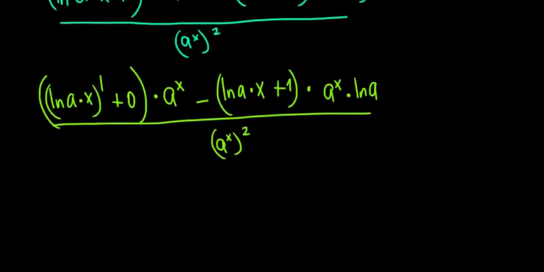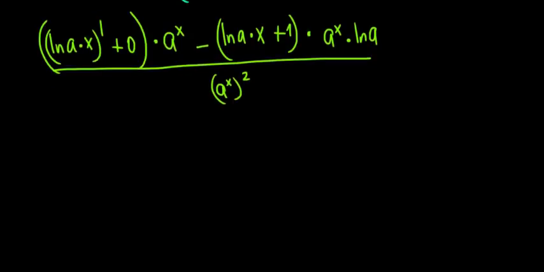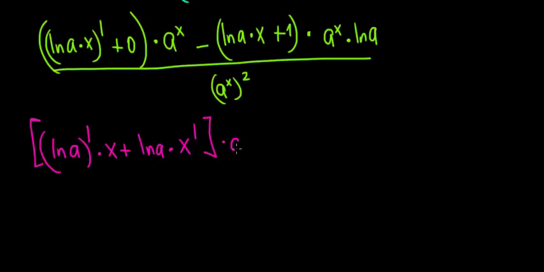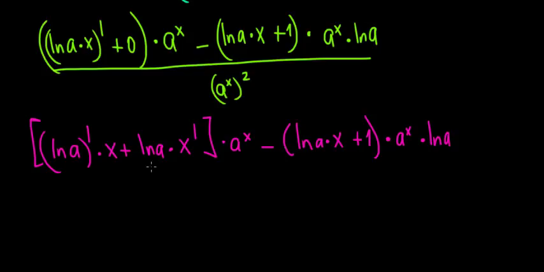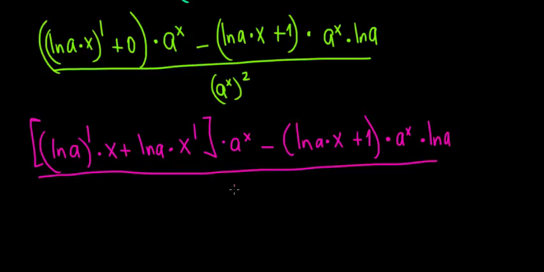Alright, what is ln of a times x derivative? Well, that will be our product rule. So we have ln of a derivative times x plus ln of a times x derivative. All of this multiplied with a to the power of x minus, here we have ln of a times x plus 1 times a to the power of x times ln of a, divided by a to the power of x to the power of 2.